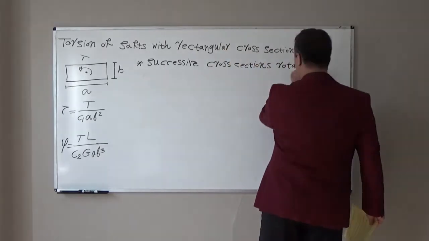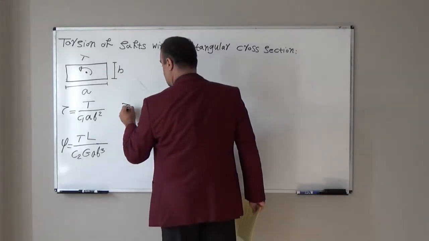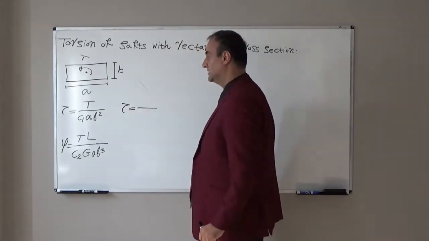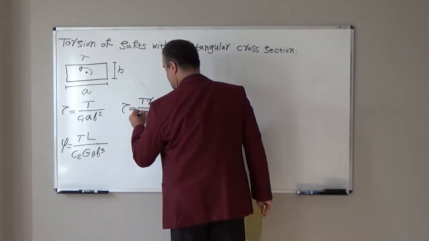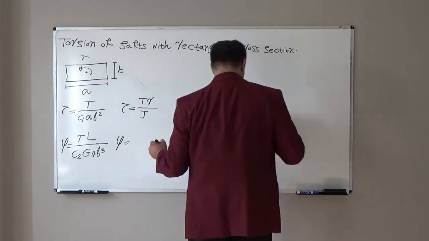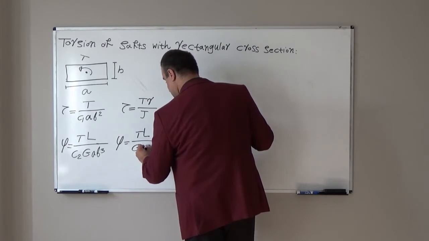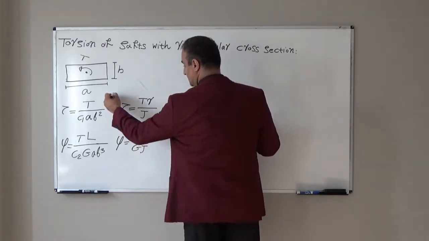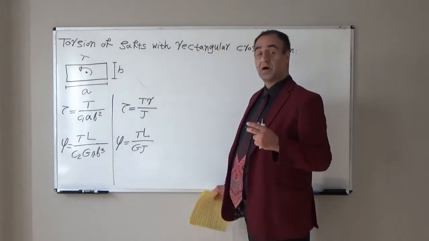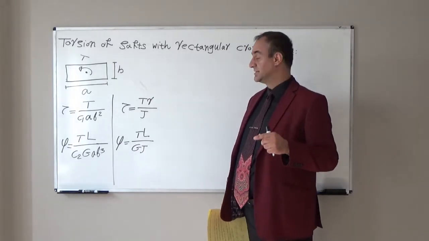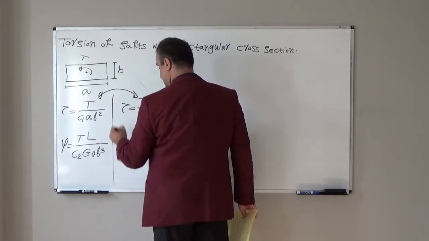So if we compare with what we had before, if you remember, what was the tau? Tau was T R over J, and what was the phi? Phi previously was T L over G J. These are for shaft with solid or hollow cross section, but the shape is circular. Here is rectangular shape. You see the difference.